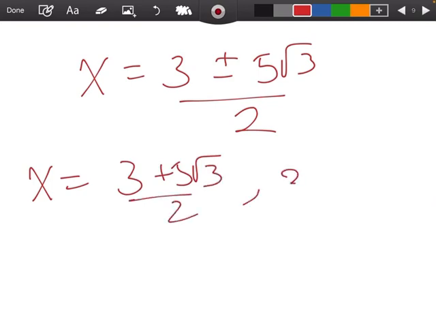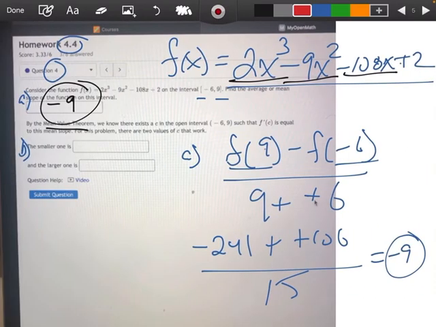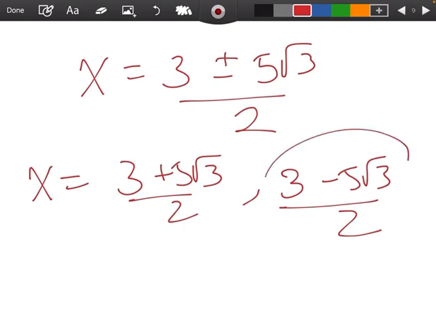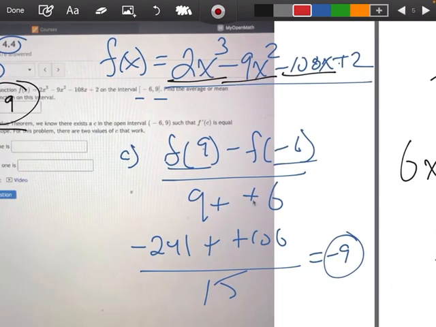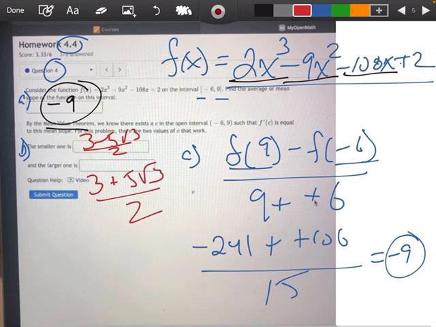Okay, so kind of a messy problem here. I was hoping it was going to be a little bit easier. And so what I'm going to do now here, y'all, my smaller answer is going to be the one that has the minus, 3 minus 5 square root of 3 over 2. And the bigger one is the one that has the plus. Okay. And that's how I would do this problem here, okay? Yeah, it's a little messy, but that's what I would basically do. Okay, y'all got any questions? Let me know.